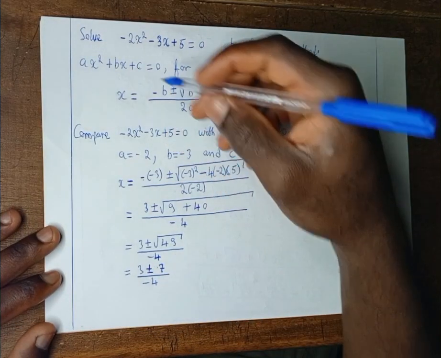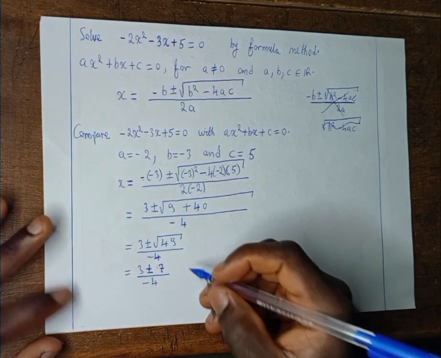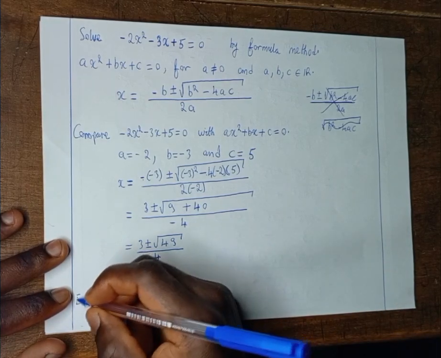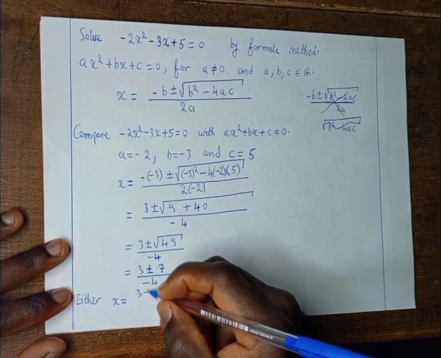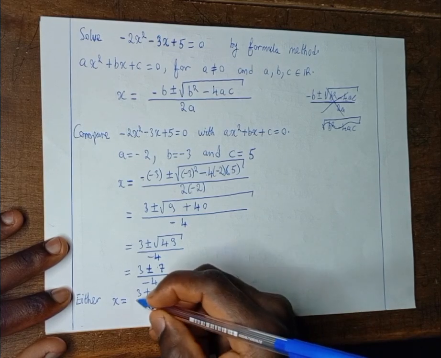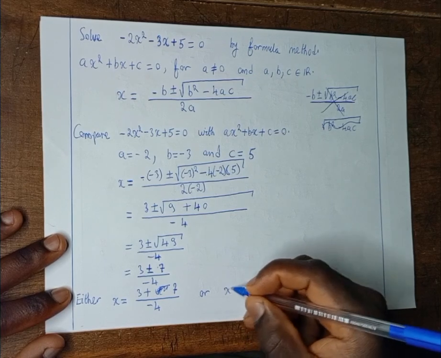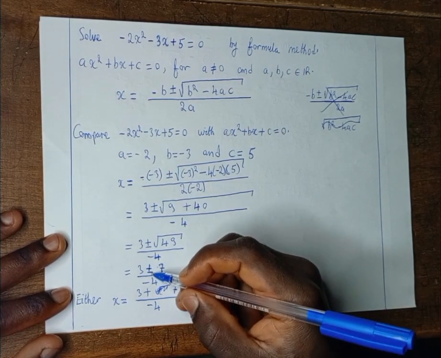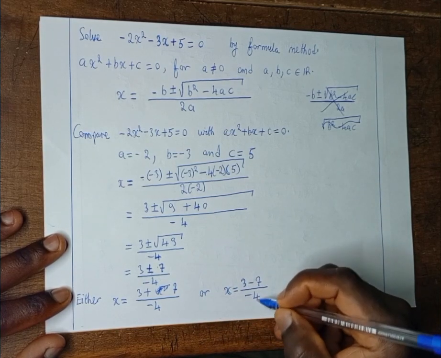Since it is a quadratic equation, we know that we are going to obtain two solutions. So for the first solution of x, we are going to obtain either x is equal to 3 plus 7, all over negative 4, or x is equal to 3 minus 7 all over negative 4, because we cannot be working with plus and minus at the same time.